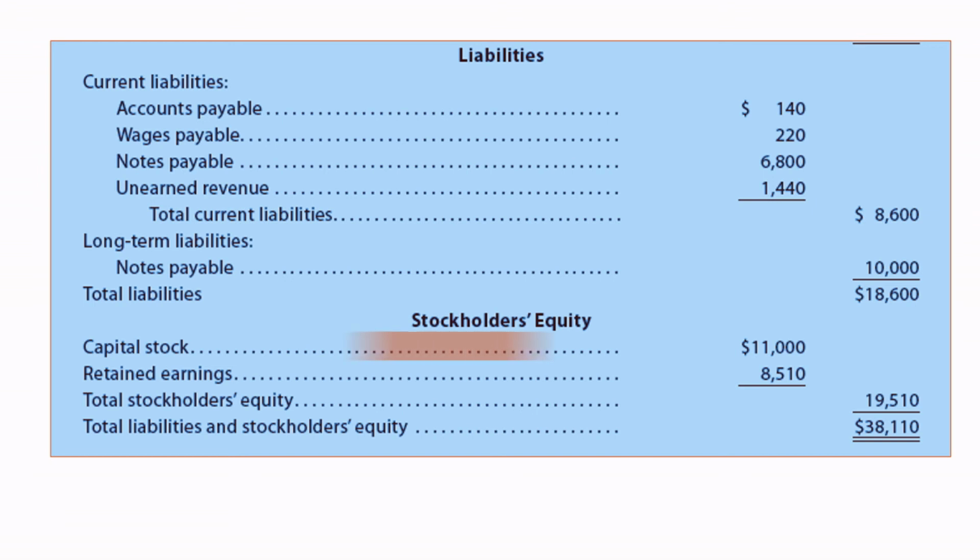Capital stock represents amounts invested in the company by stockholders. Family Healthcare has $11,000 of capital stock, which represents the initial investment of $6,000 made by Dr. Landry and the additional $5,000 invested during November. Retained earnings represent net income that has been retained in the company and not paid out through dividends. The retained earnings of $8,510 is the ending balance of retained earnings as reported on the retained earnings statement for November.